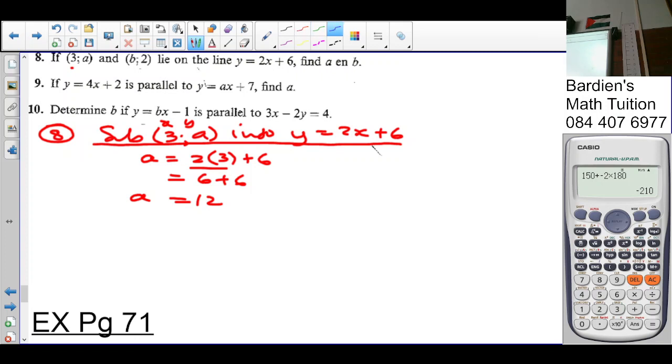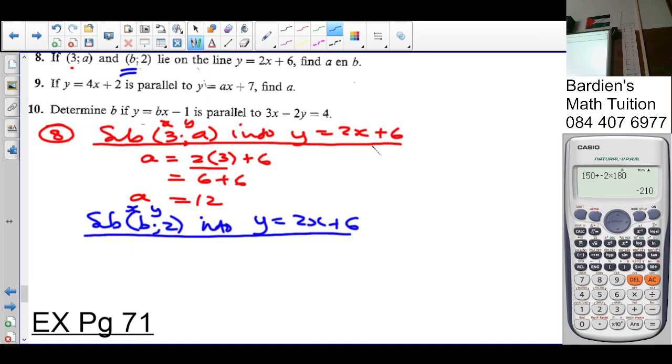On the other hand, we're going to substitute B, which is (B, 2). Again, both these points lie on the graph y equals 2x plus 6. This is x and a y. Can you see that? Yes. So you got 2 is equal to 2 times B plus 6. What's 2 times B? 2B. Take 6 over, 2 minus 6, negative 4. Divide by 2 both sides. So B is equal to negative 2. Okay.